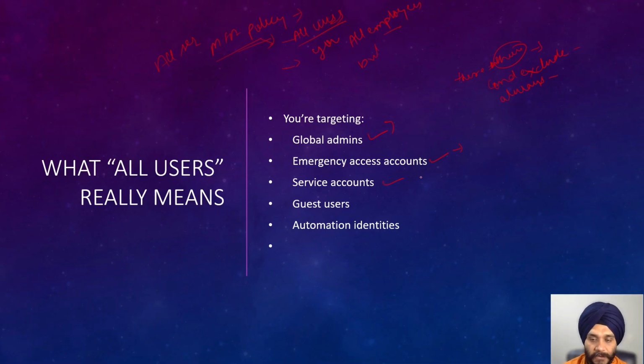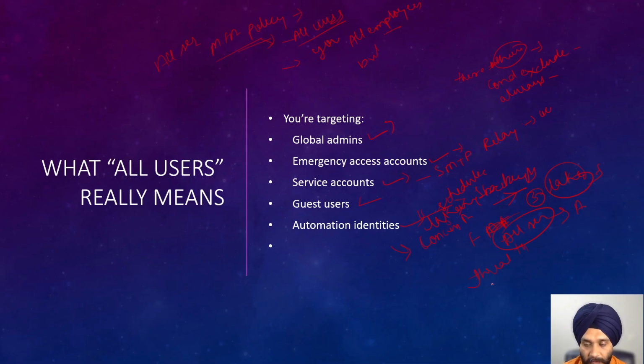Service accounts. Service accounts are like your SMTP relay and automation identities, which means you are running some scheduled scripts, taking backups. You have a third-party vendor that takes backup of your mailboxes. We cannot include these accounts. If we enforce MFA on all our users, let's say we enforce a select all users policy that covers everyone, that will break the service. Backups will not run because service accounts do not understand what MFA is. So you have to exclude those accounts.